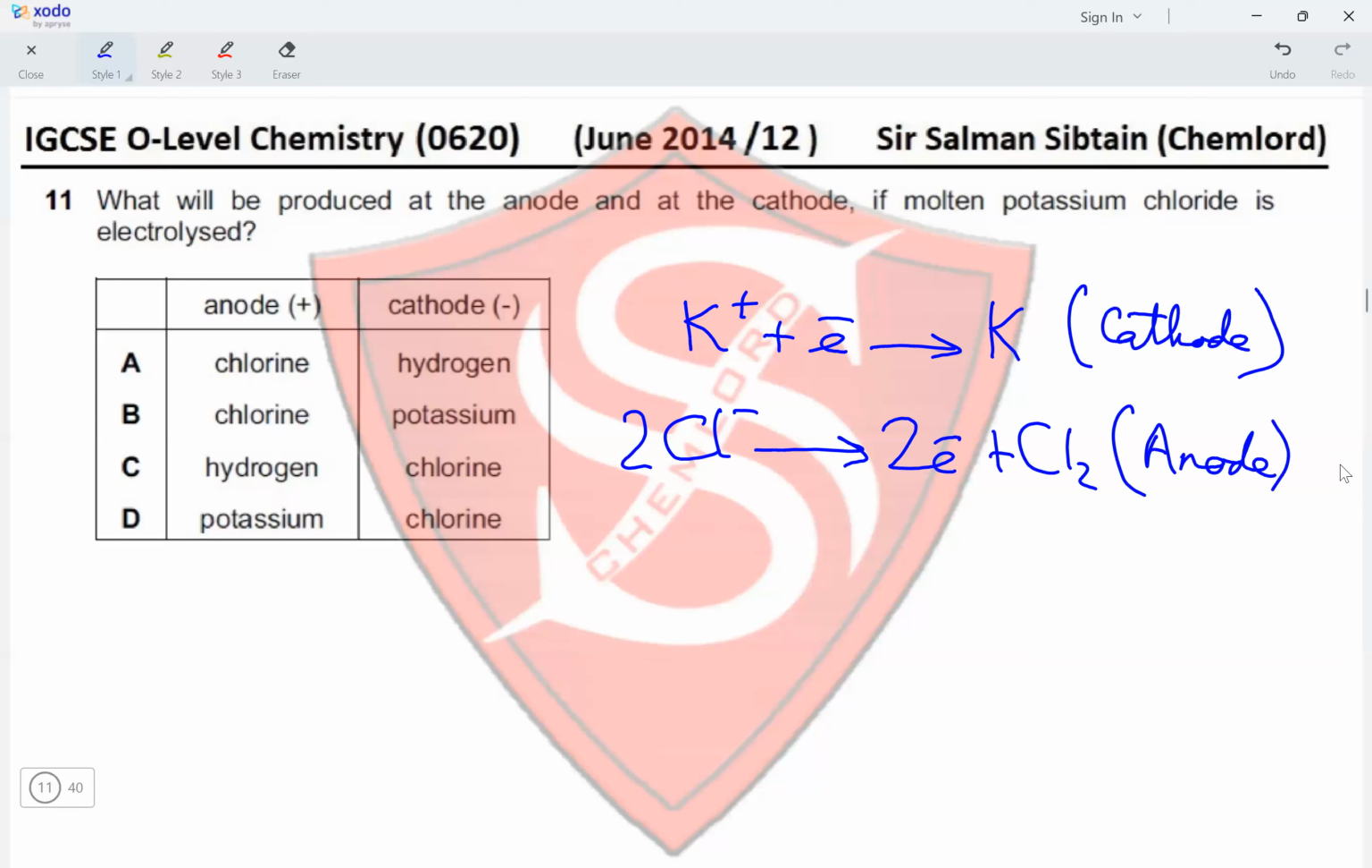So at the anode, we would have chlorine and not hydrogen and not potassium, eliminating option C and D. And on the cathode, we would have potassium and not hydrogen, eliminating option A and making option B the correct option for this question.